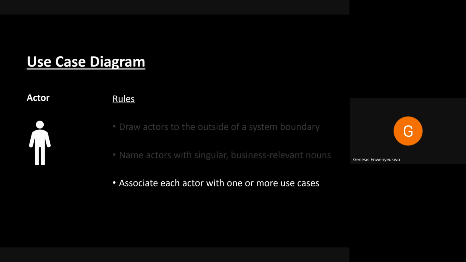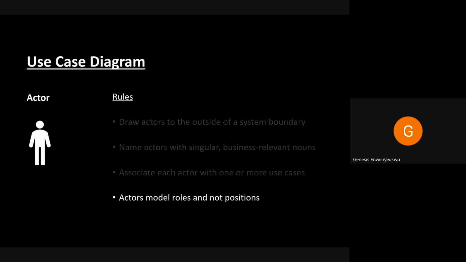And then you must ensure that each actor has a relationship with at least one use case. So you don't draw a use case diagram where you have actors flying around, and maybe one or two of them don't have a relationship with a use case. No, that use case diagram is invalidated. You must ensure that every actor has at least one relationship or more with the use cases.